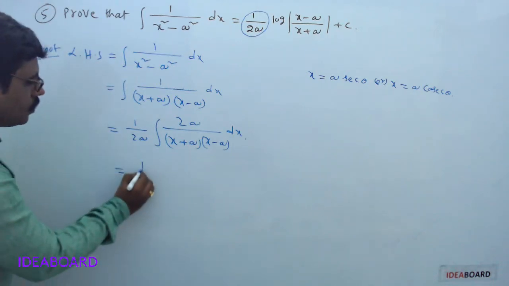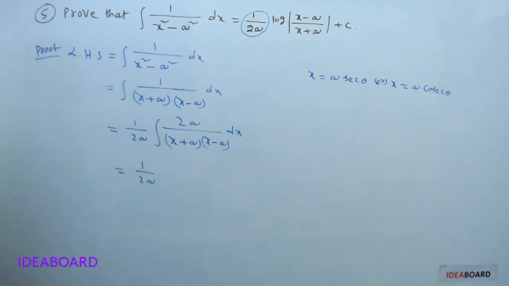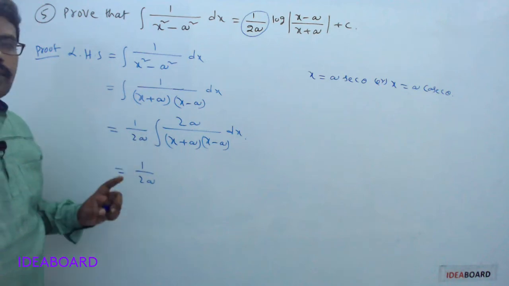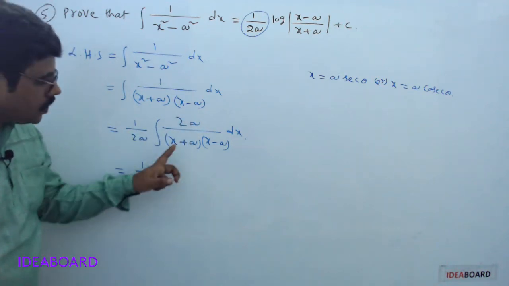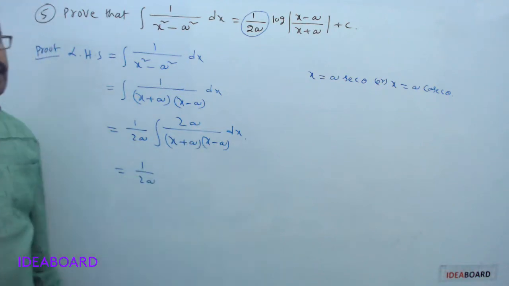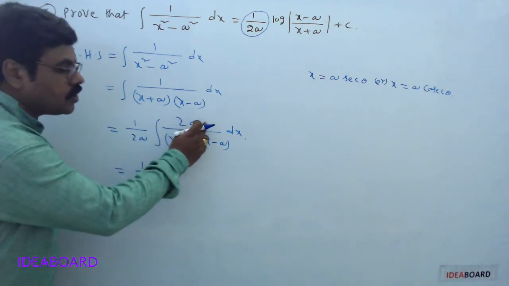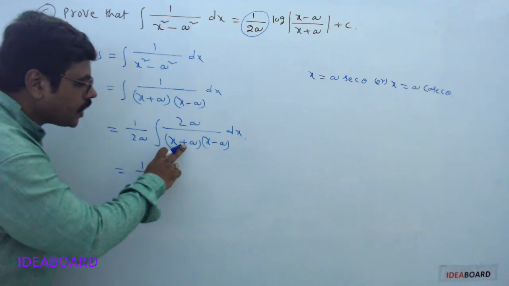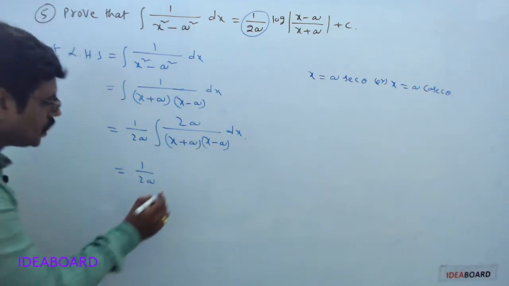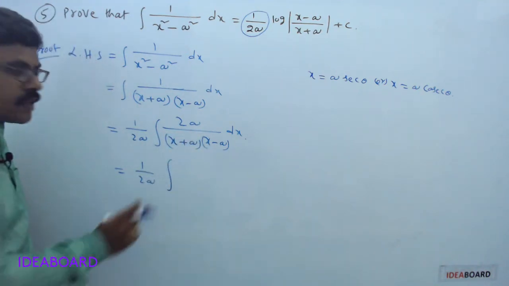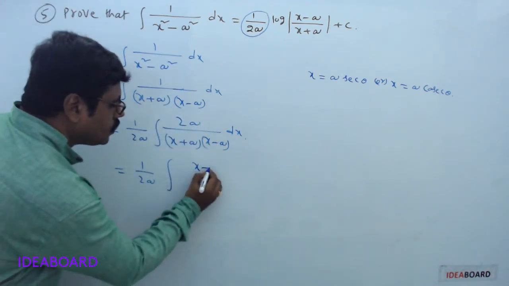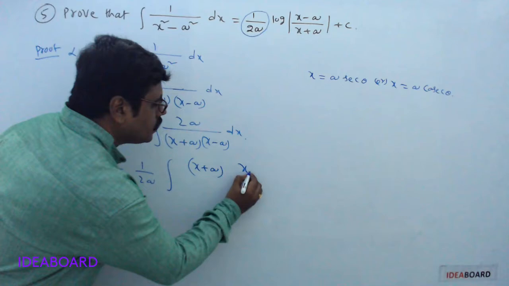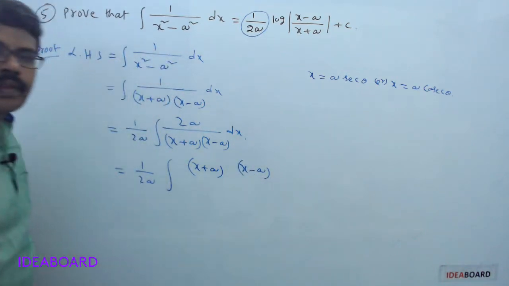Now this equals 1 divided by 2a into, try to convert this constant term 2a in terms of x plus a and x minus a. So convert this 2a in terms of x plus a and x minus a. That is integral. First write down these two factors in its numerator. x plus a, x minus a.